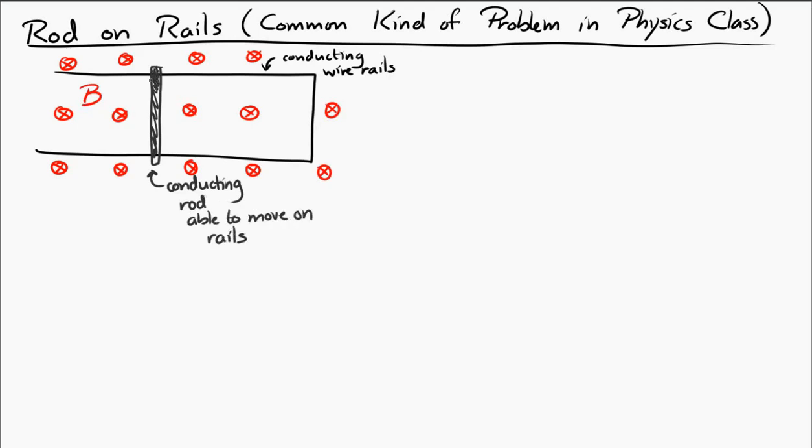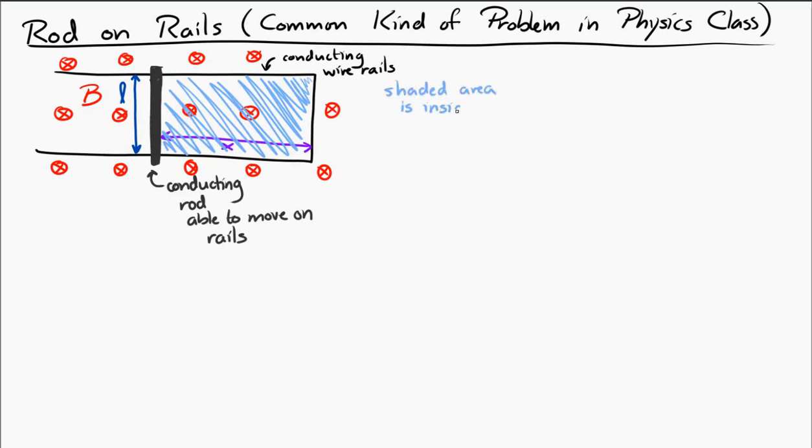And we'll define a couple quantities. Let's say that L is the distance between the rails, and X is the width of the loop that's enclosed here. So that shaded area is the area that's inside of our loop.